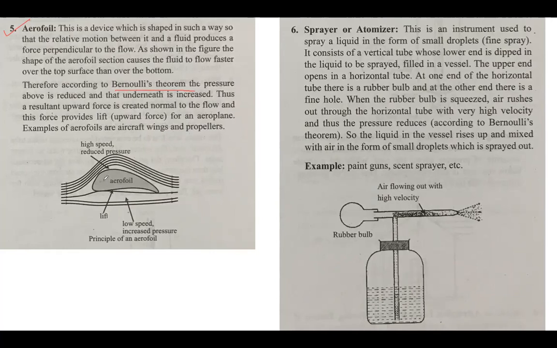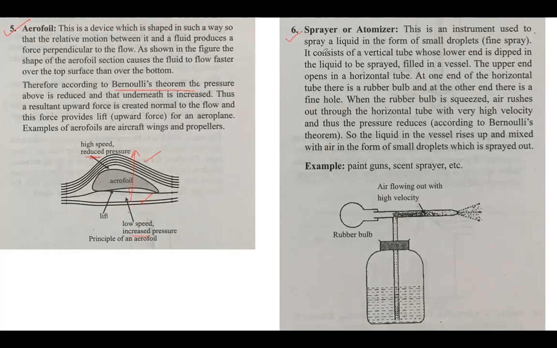Examples of aerofoils are aircraft wings and propellers. The shape is such that the speed is more here and speed is less here. Where speed is less, pressure is higher, and here the pressure is lesser, and that's why there is a lift which is being provided by this pressure difference.